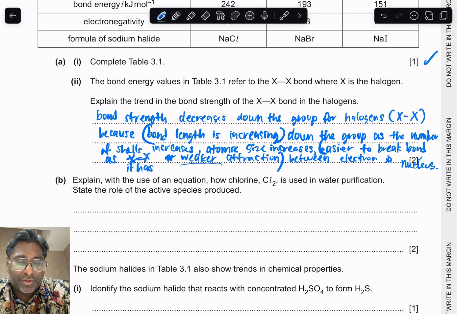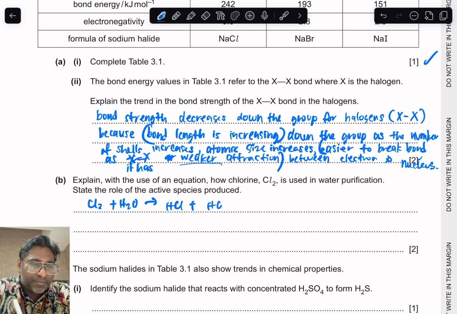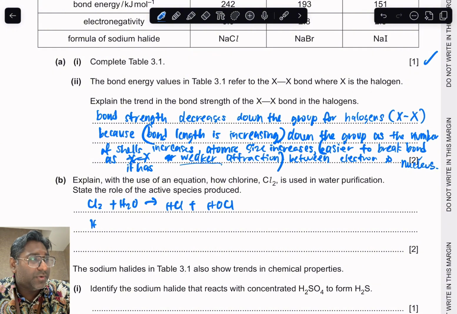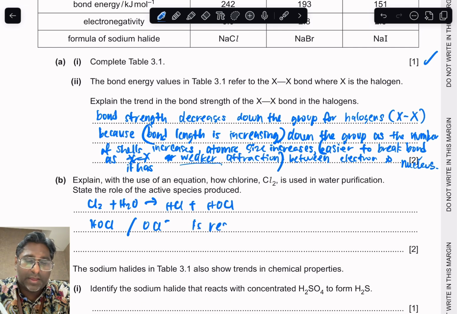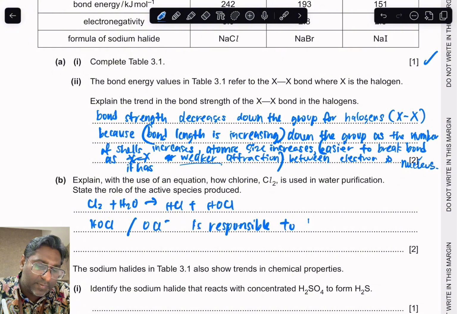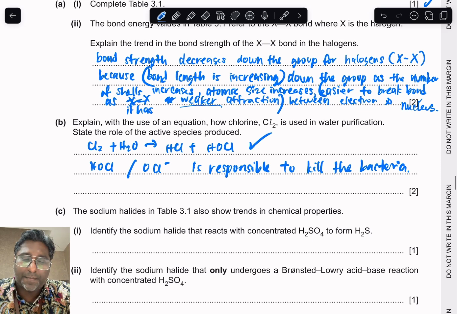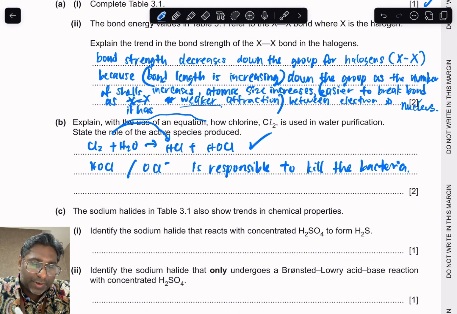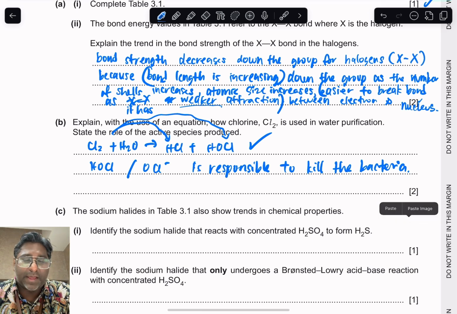Now explain, with the use of the equation, how chlorine is used in water purification. So chlorine is used to kill off the bacteria. So chlorine plus water will give you HCl plus HOCl. So the HOCl, or the OCl minus from the HOCl, is responsible to kill the bacteria. So this is going to be a disproportionation reaction. Chlorine is changing to two different products which have 2 different oxidation numbers.